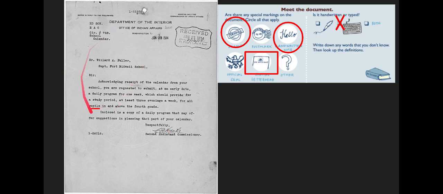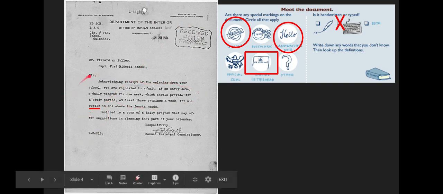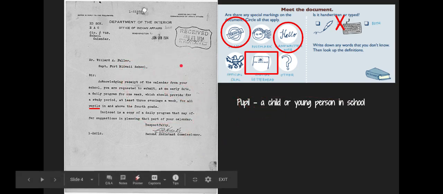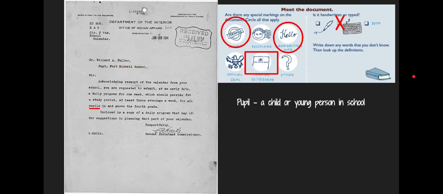Okay. So this is obviously a letter, right? This was stamped received. But when I was reading it, pupils kind of stood out to me. So pupils, I looked it up in the dictionary and it said a child or a young person in school. And that makes sense because it's talking about school, right? Because it even says here the Bidwell School. So when you look at a document, you're going to want to go through these steps.